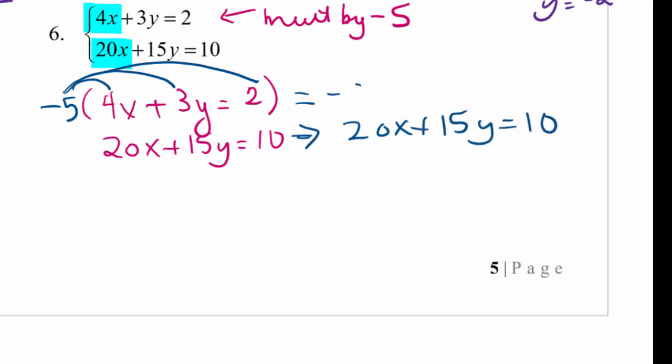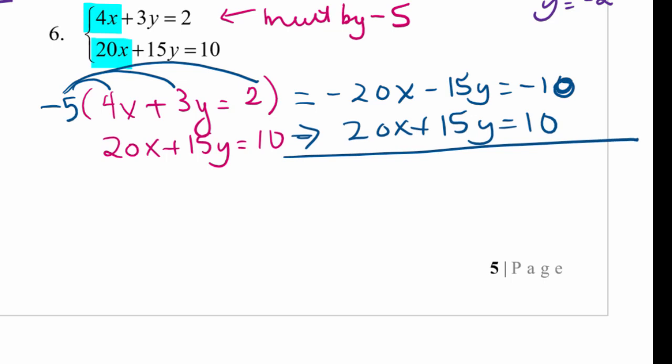But over here I get negative 20x minus 15y equals negative 10. And when I add those two, what do you notice? I get 0 equals 0. My variable has canceled away. My variable is 0x and 0y. All variables have canceled away. And I'm left with a statement. Is it true or false?